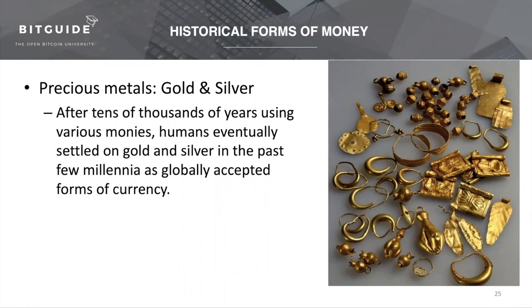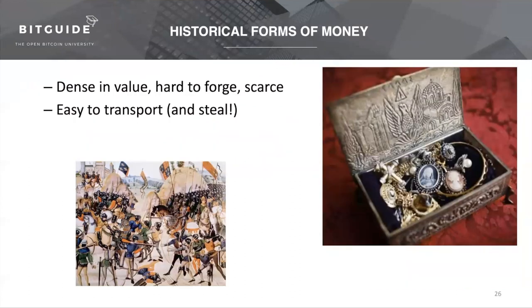And that comes from an important economic feature they have. It's hard to mine them. It's hard to flood the market with extra units of these items in a short amount of time. And realization of this feature, in other words, high stock to flow, caused people to start trusting these metals as a form of money. They were dense in value, hard to forge, and scarce, also easy to transport. For the same reason, stealing them was also really easy. Lots of wars happened for robbing somebody else's gold or silver.